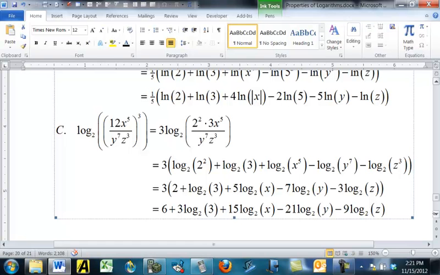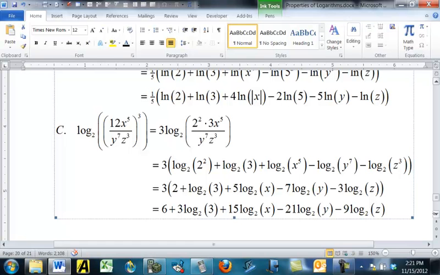added and subtracted. That's log base 2 of 2 squared, plus log base 2 of 3, plus log base 2 of x to the 5th, minus log base 2 of y to the 7th, minus log base 2 of z cubed. Log base 2 of 2 to the 2nd, they're the same base, so it just cancels out, leaving the exponent 2.